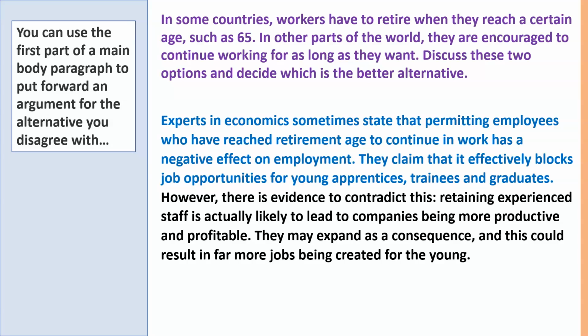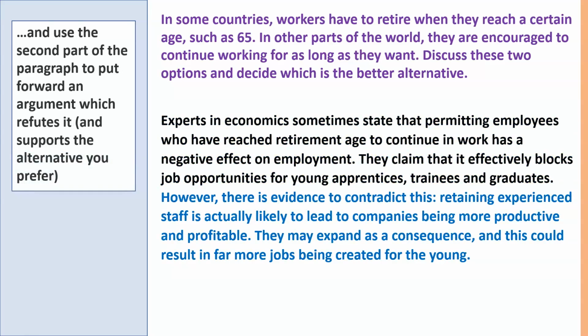You can use the first part of a main body paragraph to put forward an argument for the alternative you disagree with, and use the second part of the paragraph to put forward an argument which refutes it. So if you refute something, you take your opponent's argument and you show that it is wrong. So we're going to refute it and support the alternative that we prefer.